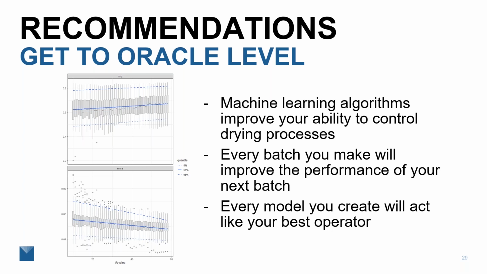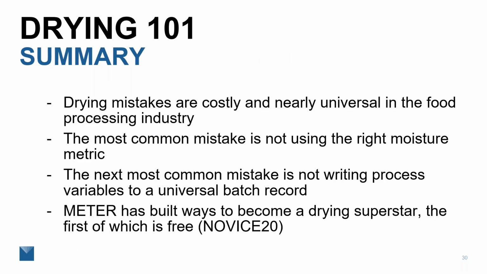Here's a quick summary of what we've discussed. Drying mistakes are costly and nearly universal in the food processing industry. The most common mistake that we find is not using the right moisture metric. The next most common mistake is not writing process variables to a universal batch record that contains the right moisture metric. Meter has built ways to become a drying superstar, the first of which is absolutely free. And we look forward to helping each of our clients become a drying superstar. Now we'll consider some questions.